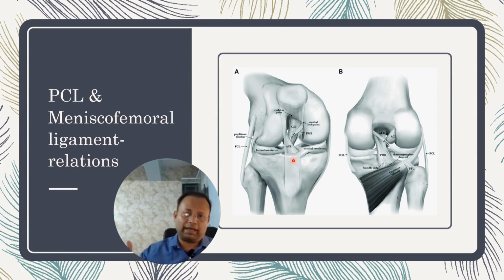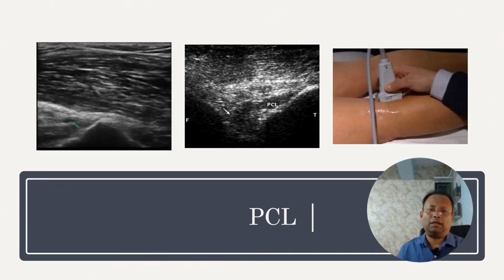So if we think of the structures in the middle part from anterior to posterior, you can see ACL is the most anterior, then comes the anterior band of the meniscofemoral ligament, then comes the PCL, and then comes the posterior band of the meniscofemoral ligament. So under ultrasound, the PCL looks like this. Of course, we will see under ultrasound. This is the PCL.